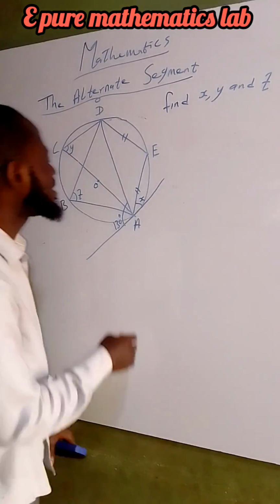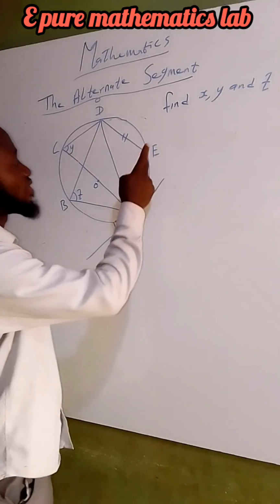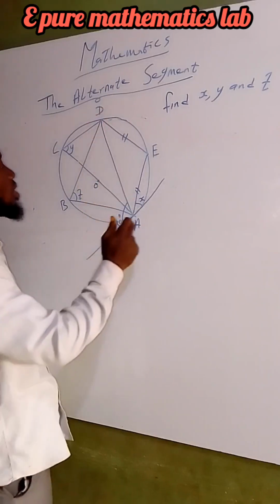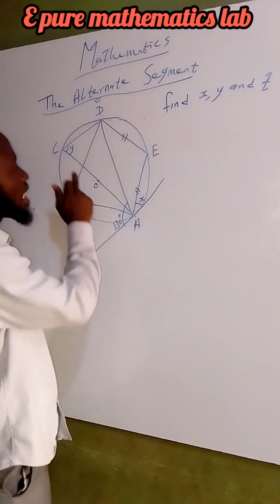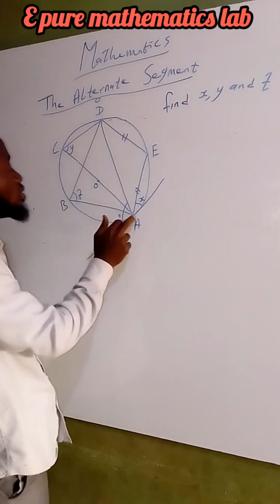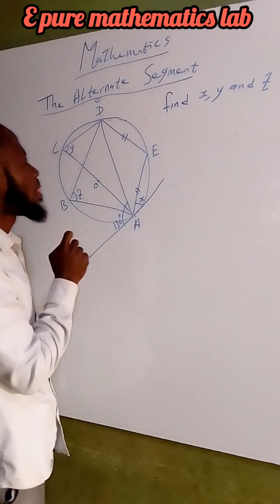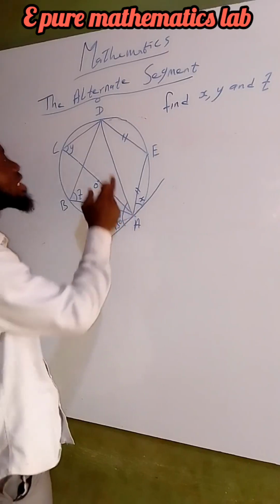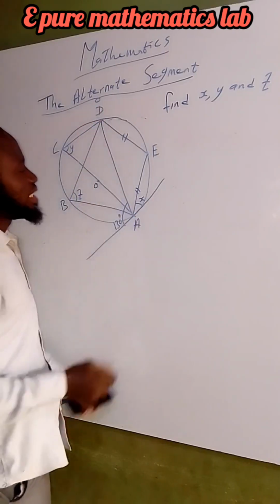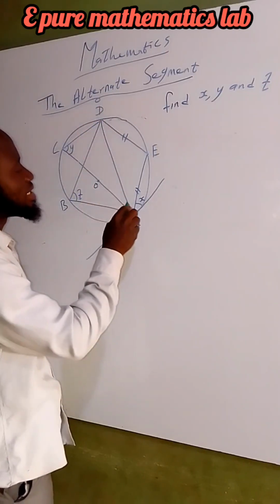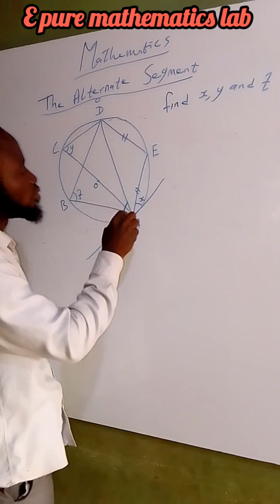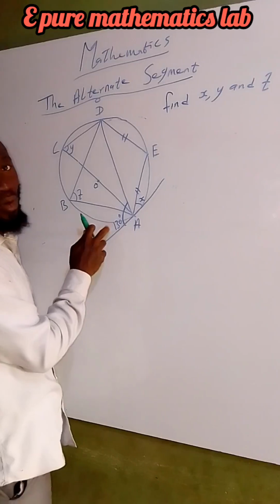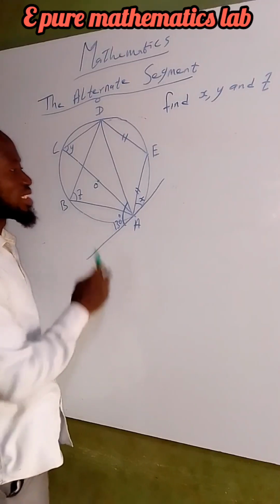The first thing I can see here is that I have a tangent and several chords. This is a chord, this is a chord, this is a diameter because it passes through the center of the circle, and this is also a chord. But I can see that this chord AD is forming an angle of 130 degrees with the tangent.